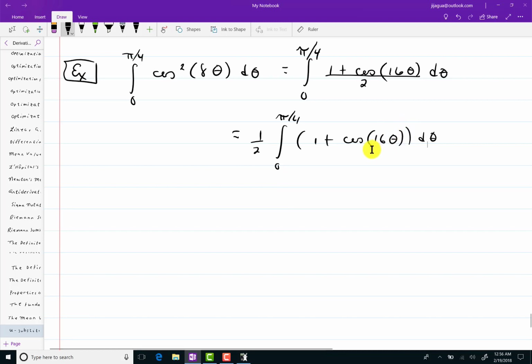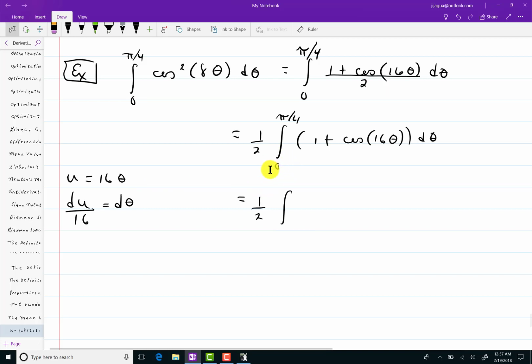Now, if it was just cosine of theta, I would know what to do. The integral of cosine of theta is sine of theta, so it wouldn't be that big of a deal at all. However, I don't have anything like that, so the natural thing to do would be to let u equal 16 theta, du over 16 equals d theta. Let's see if you can deal with what I just did there. Two steps in one. So I'll get 1/2.